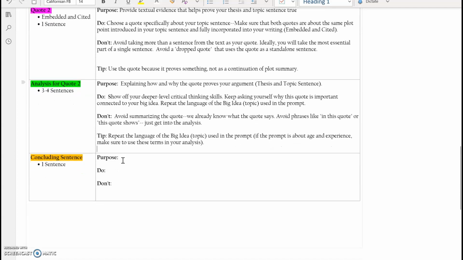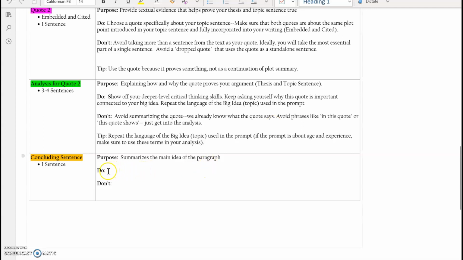Last but not least, we have our concluding sentence notes. If you think about the hamburger method, you need the top bun and the bottom bun to keep everything in place. It wraps everything up in a nice little bow. So our purpose is to just summarize the main point of the paragraph. This is kind of just an organizational element where you're putting your ideas together. Avoid language like in conclusion. You don't need that kind of scaffolding at this point in your writing career.